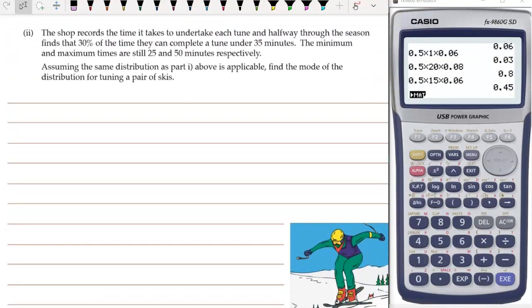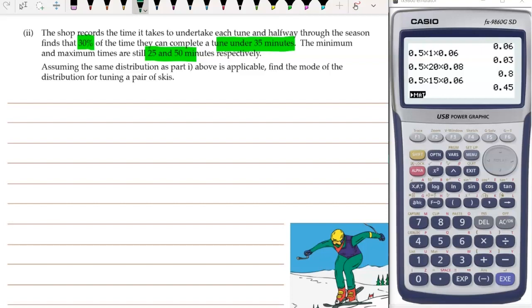Okay, now we've got a bit of an adjustment to the information. They find that partway through the season, something has changed, and 30% of the time they can complete the tune in under 35 minutes. We've still got the same minimum and maximum times of 20 and 50. We want to find the mode if it fits this distribution.